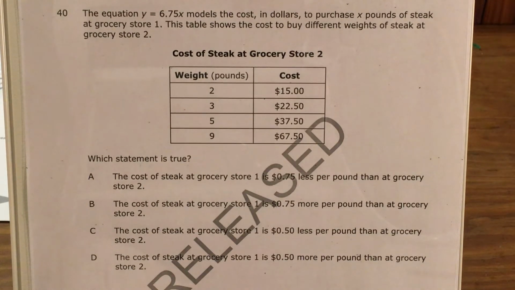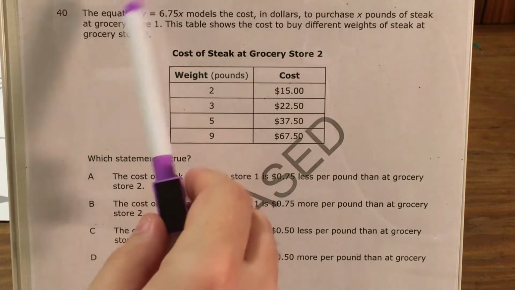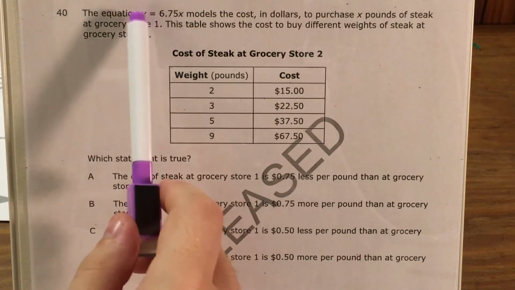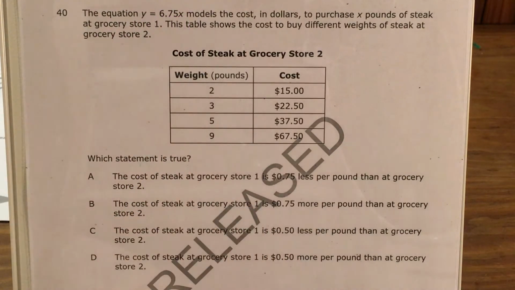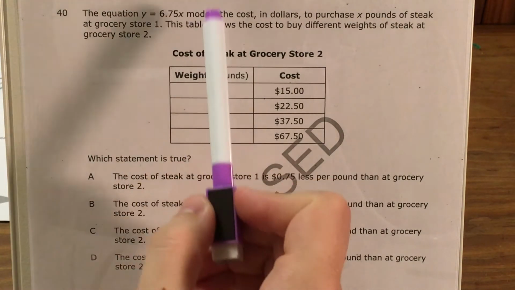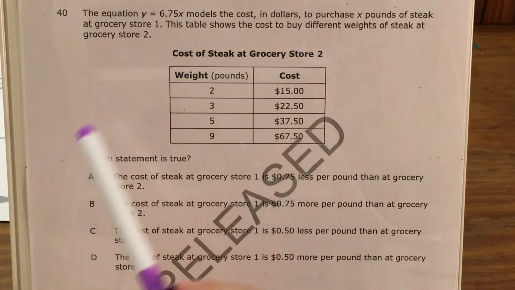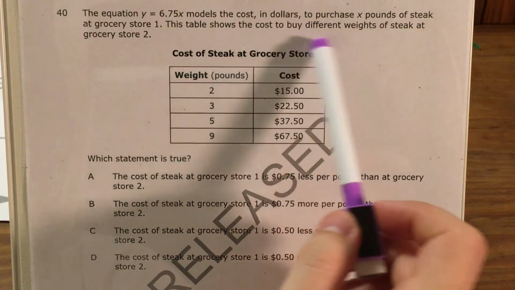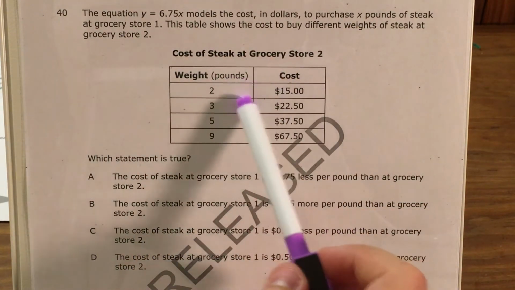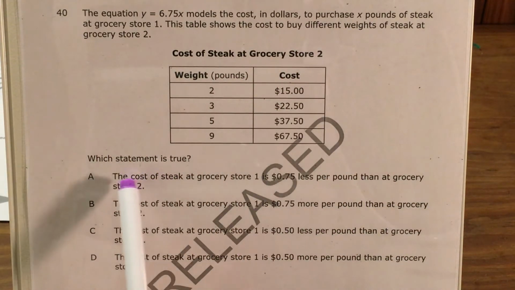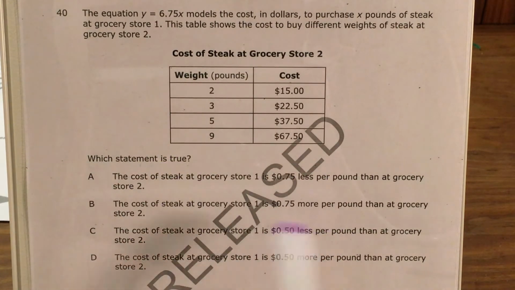This is Mr. W. Today we're going to tackle question 40 in the 7th grade math questions that North Carolina released this past school year. We see that we have an equation, y equals 6.75 or 6 75/100ths x, that models the cost in dollars to purchase x pounds of steak at grocery store 1. And then we have a table that shows the cost to buy different weights of steak at grocery store 2. And we're trying to find out the cost of steak at each of these grocery stores and compare them.